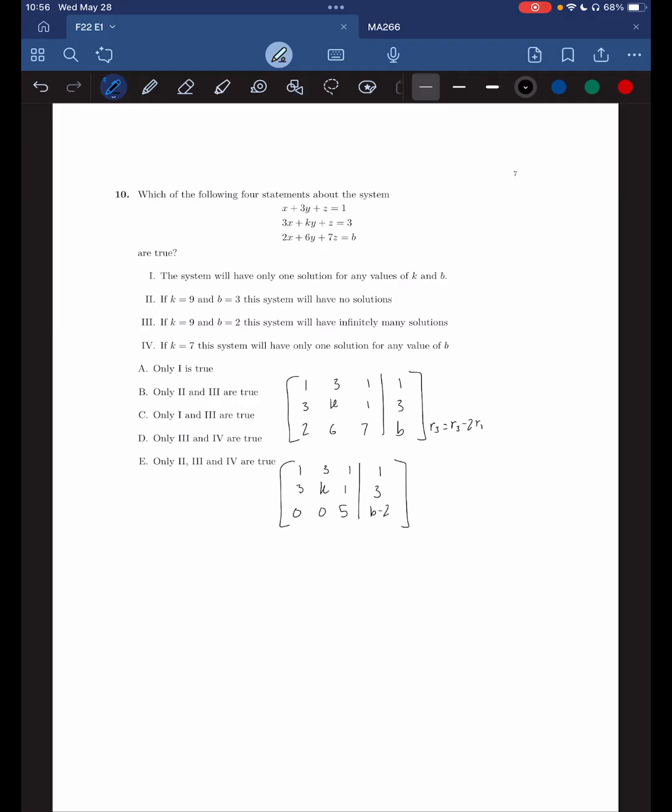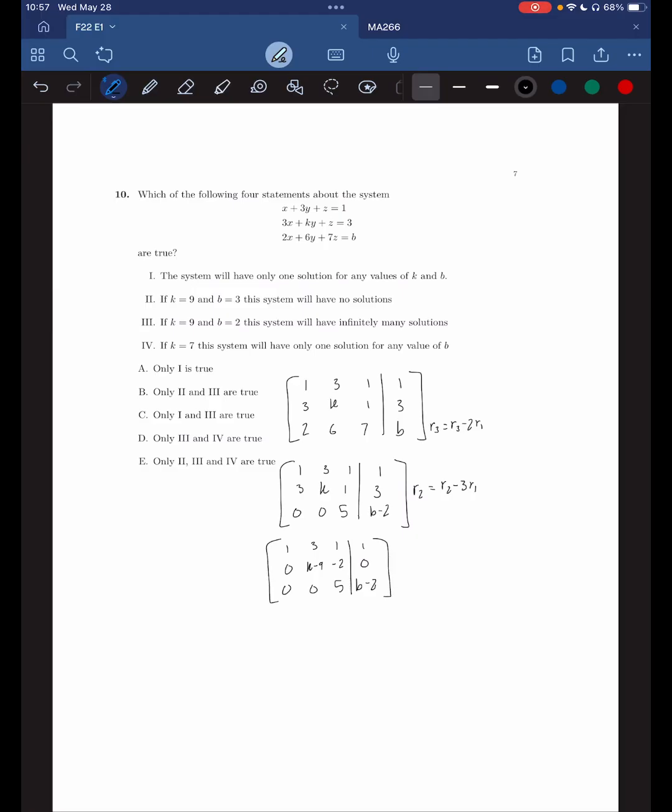Something else I will do, row 2 equals row 2 minus 3 times row 1. I really just want to get rid of this 3 in the first column, second row. So now we have 1, 3, 1, 1. 3 minus 3 is 0. This is K minus 9. 1 minus 3 is -2. 3 minus 3 is also 0. Now you have 0, 0, 5, B minus 2.